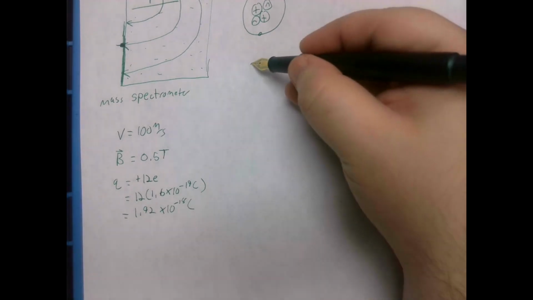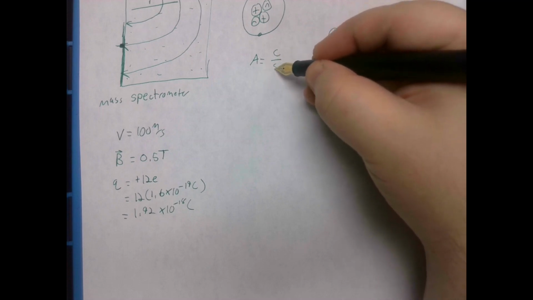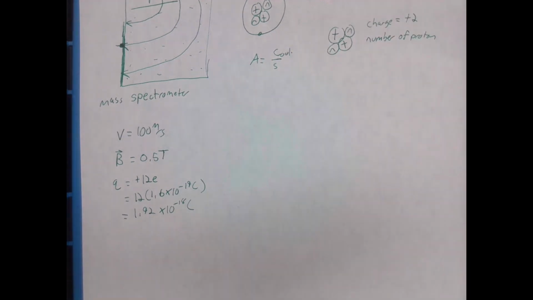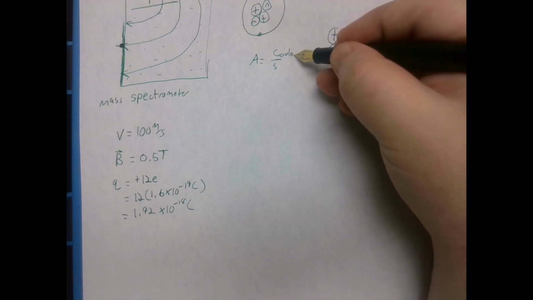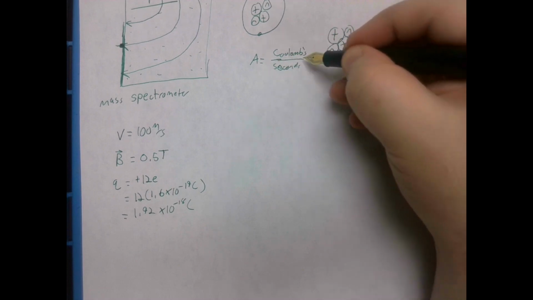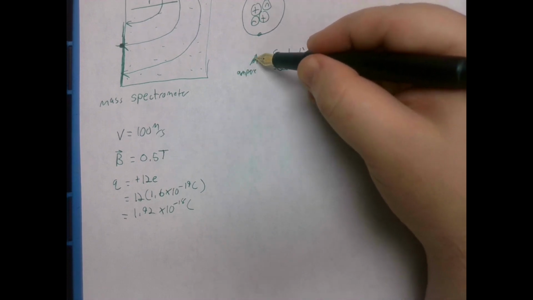Earlier I said an amp. So an amp is equal to coulombs per second. How do you spell coulombs? This is an ampere. I never say ampere, I always abbreviate it as amp.